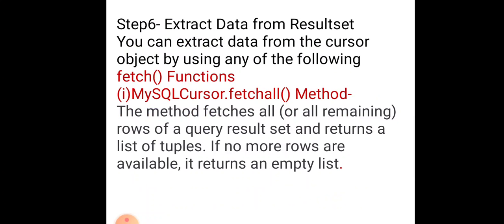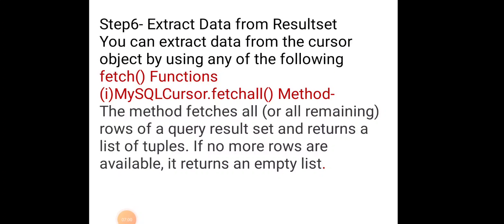Now step 6, extract data from result set. If you have retrieved records from the database using a SQL select query and need to extract records from the retrieved result set, once the result of the query is available in the form of a result set stored in a cursor object, you can extract data from the result set.